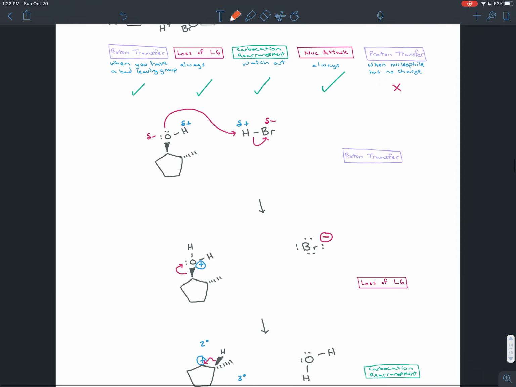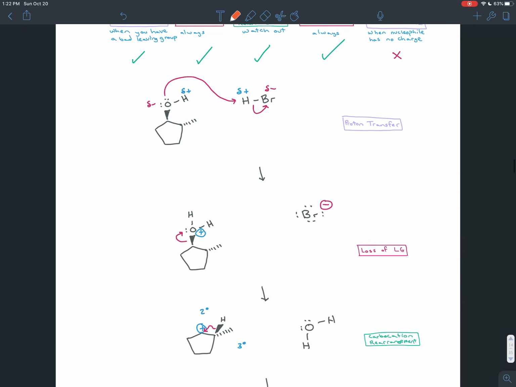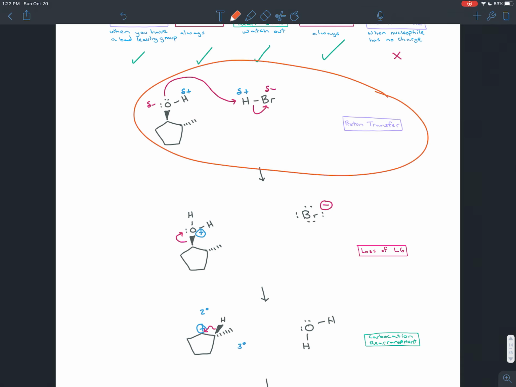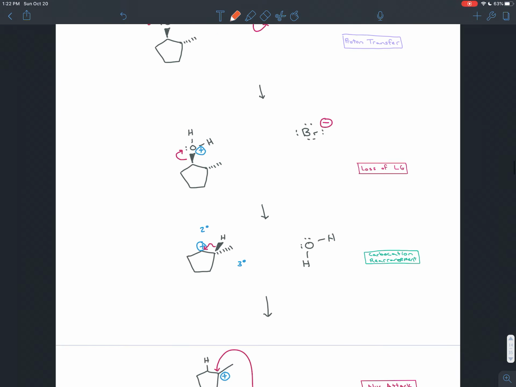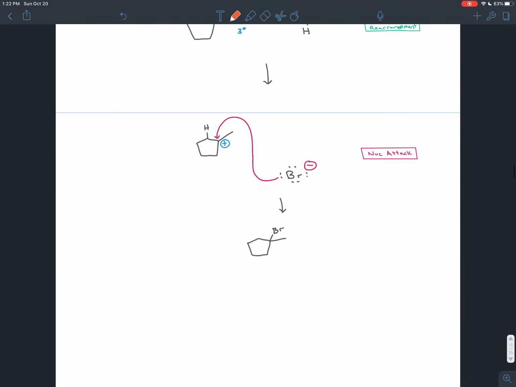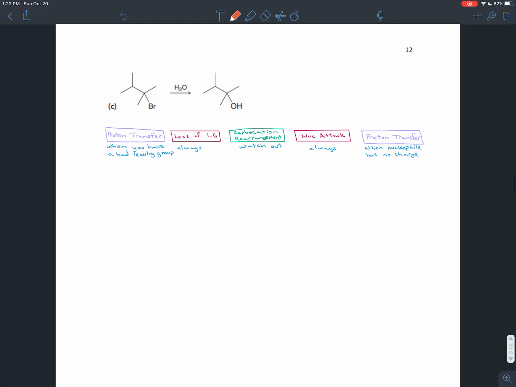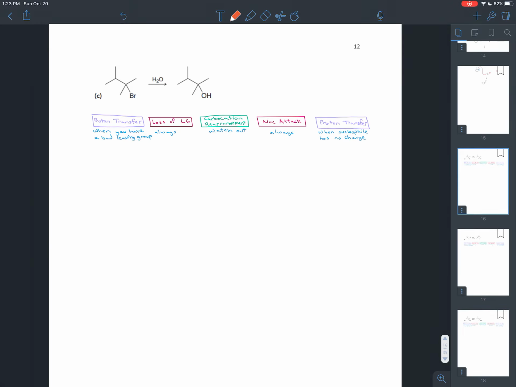And so the mechanism for this, one step at a time, is first the proton transfer. The way we solved this was we took our flow chart, we saw which steps we had to consider, and then we drew them one at a time. We did proton transfer, followed by loss of a leaving group, followed by the carbocation rearrangement, and then nucleophilic attack. All right, let's try that with another one.